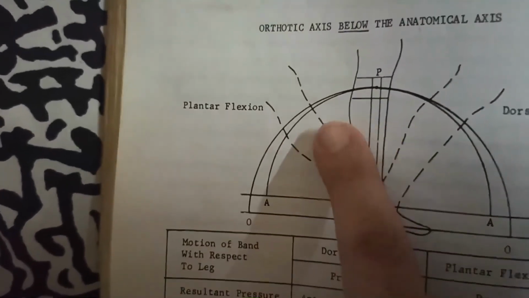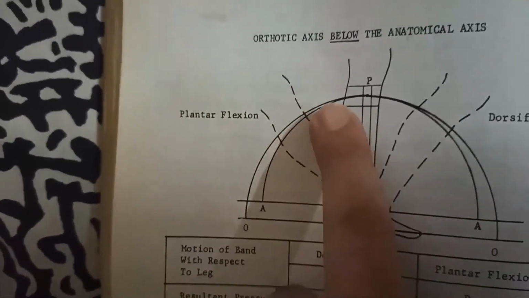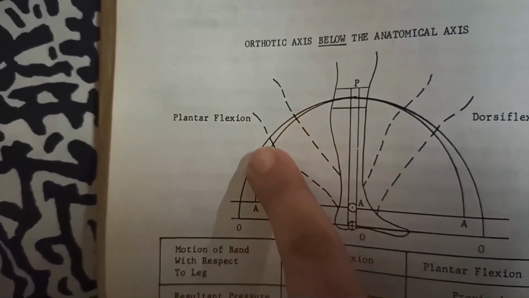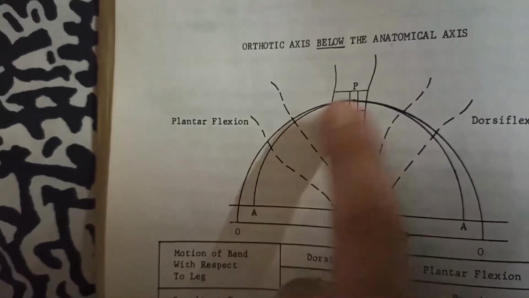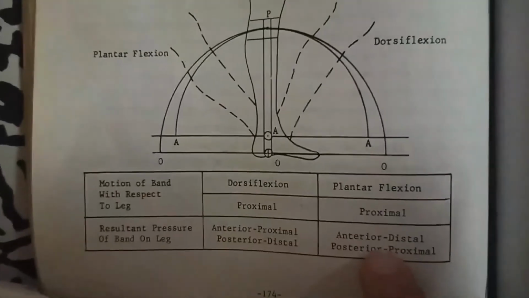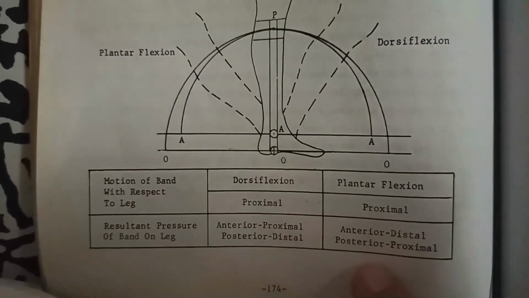As you can see here, in the arc of O, at the anterior side it is distal, while at the posterior side it is proximal. So when the body moves in plantar flexion, the pressure will be anterior distal and posterior proximal.